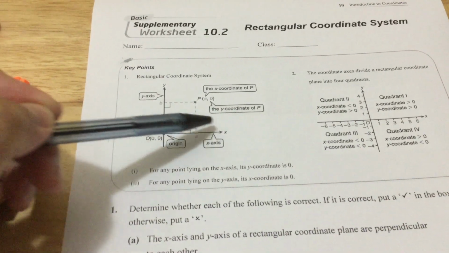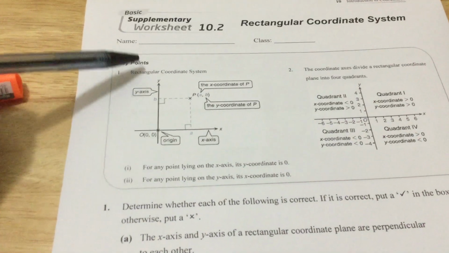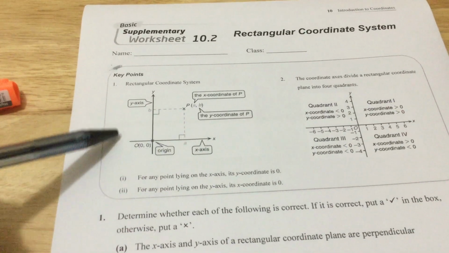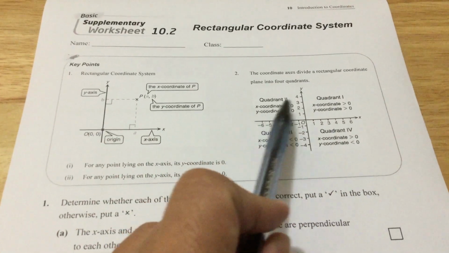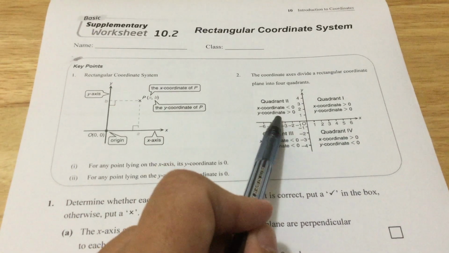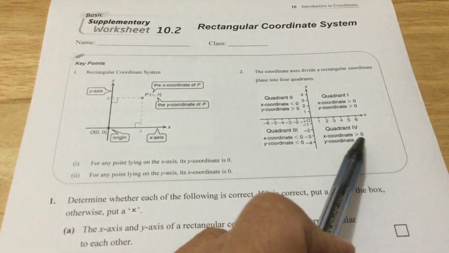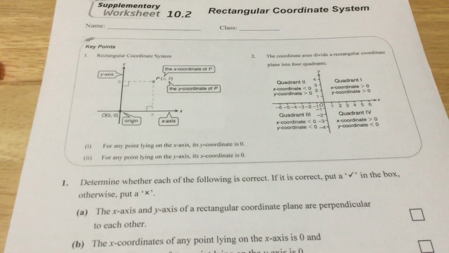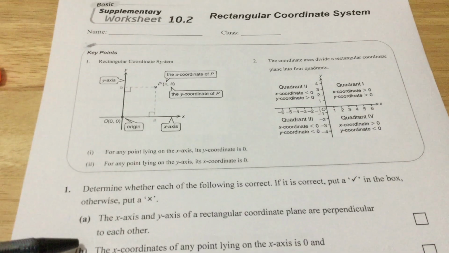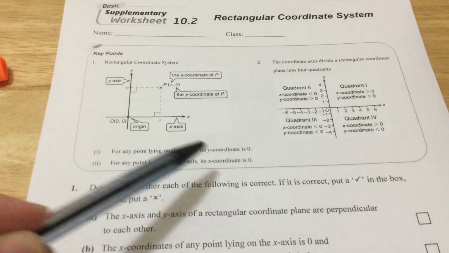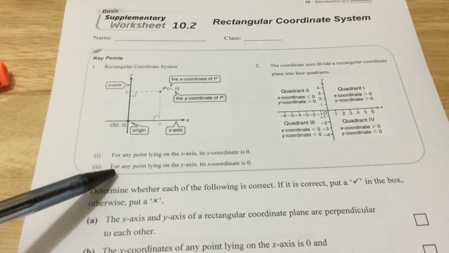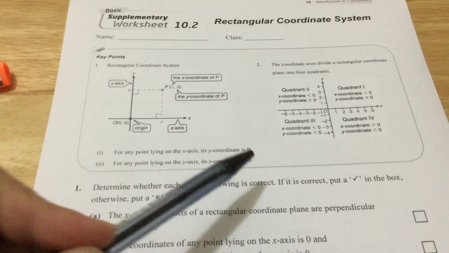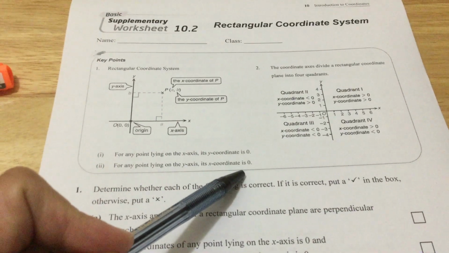We call this one the x-axis, and this one the y-axis. This one is the origin. Then we have quadrant 1, quadrant 2, quadrant 3, and quadrant 4. You must make sure that for any point lying on the x-axis, the y-coordinate is 0, and for any point lying on the y-axis, its x-coordinate is 0.